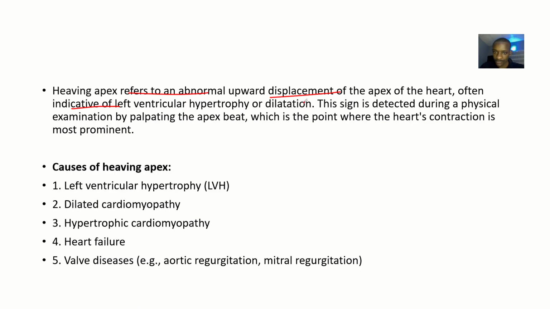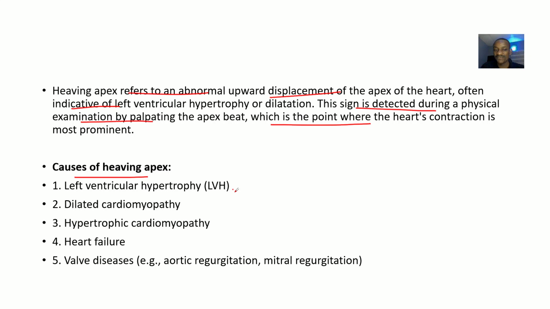Okay, so this sign is detected during a physical examination by palpating the apex beat, which is the point where the heart contraction is most prominent. All right. So you try to feel it in the fifth intercostal space and you can't feel it there. You are feeling it up, like in the fourth intercostal space, right? So what are the things that could cause a heaving apex?